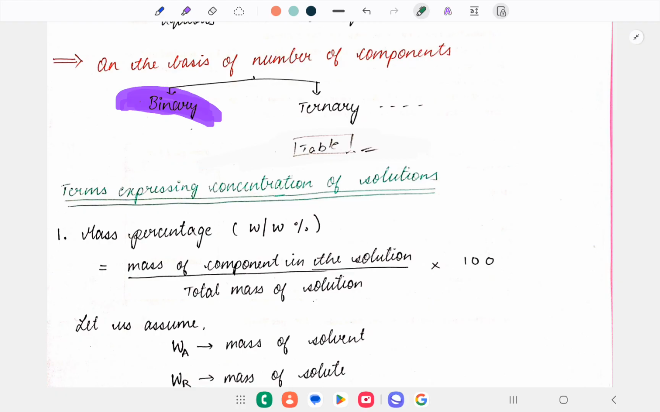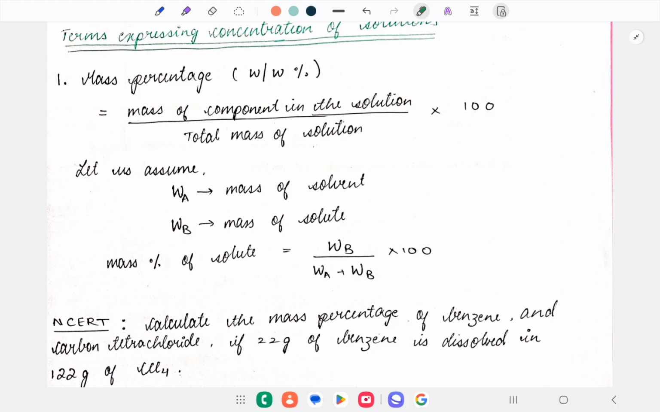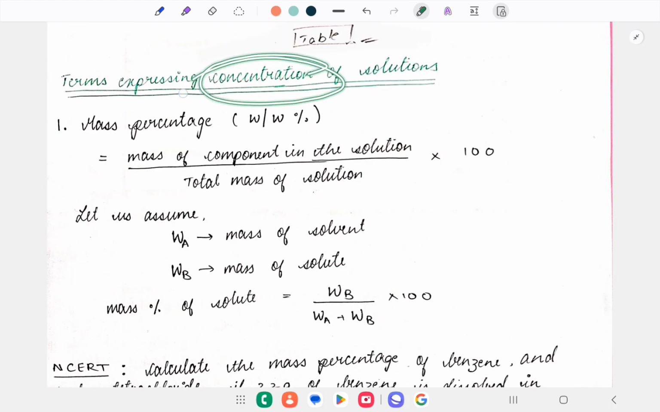Next we are moving on to the concentration terms. Concentration may be defined as the amount of solute present in a given quantity of the solution. It can be expressed either qualitatively or quantitatively. For example, qualitatively we can say that the solution is concentrated or dilute, although it will lead to a lot of confusion. Thus quantitative is the most suitable one, and we have several methods.